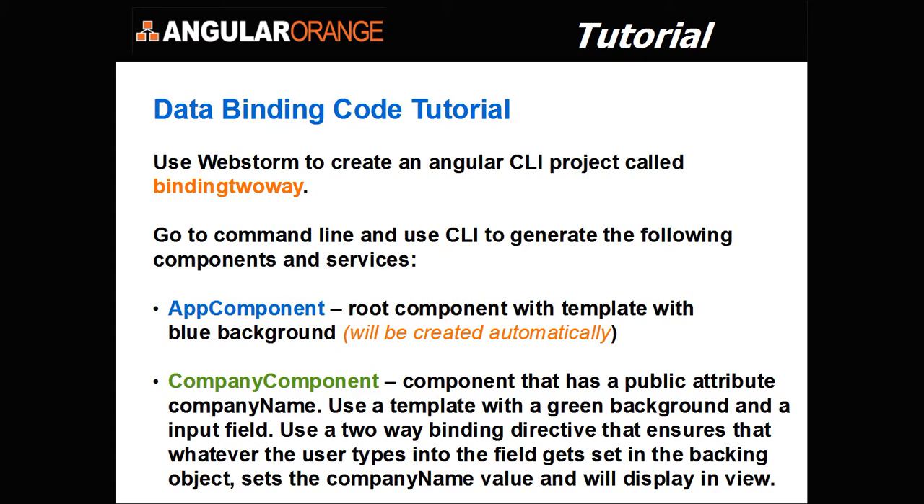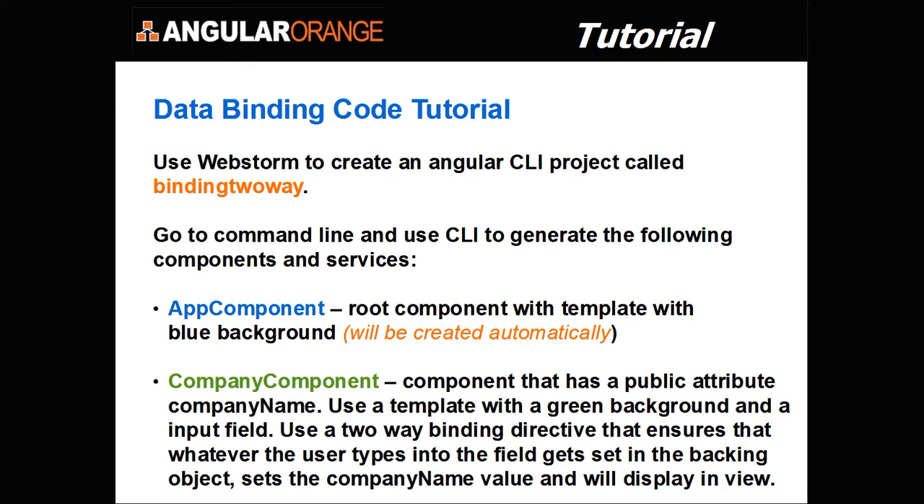So let's talk about what we want to do. We want to create a project in WebStorm called Binding Two-Way. We're going to use Angular CLI to do that. We're going to go to the command line and generate some components. App component is the root component. It'll be generated automatically. We're going to style that and create a blue background.